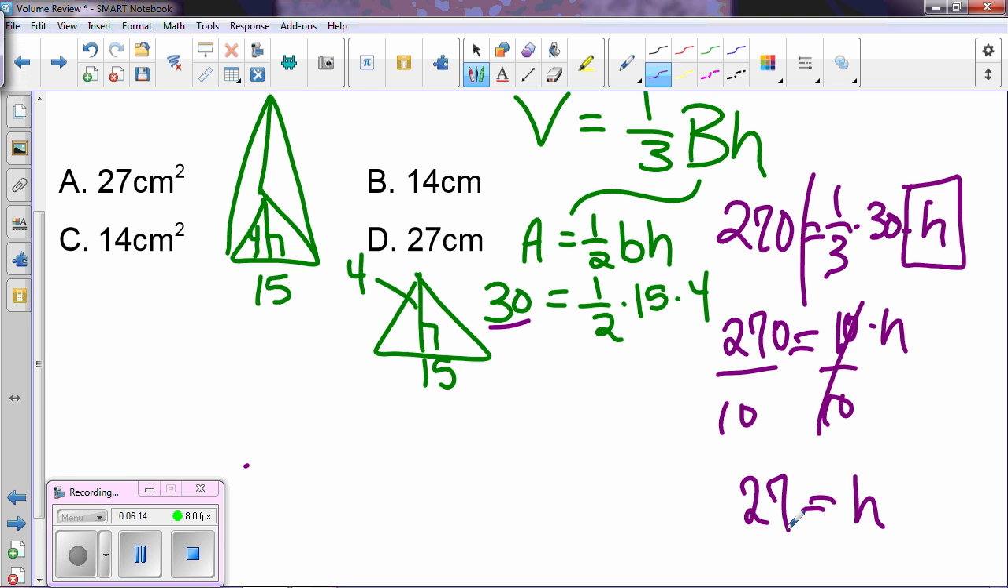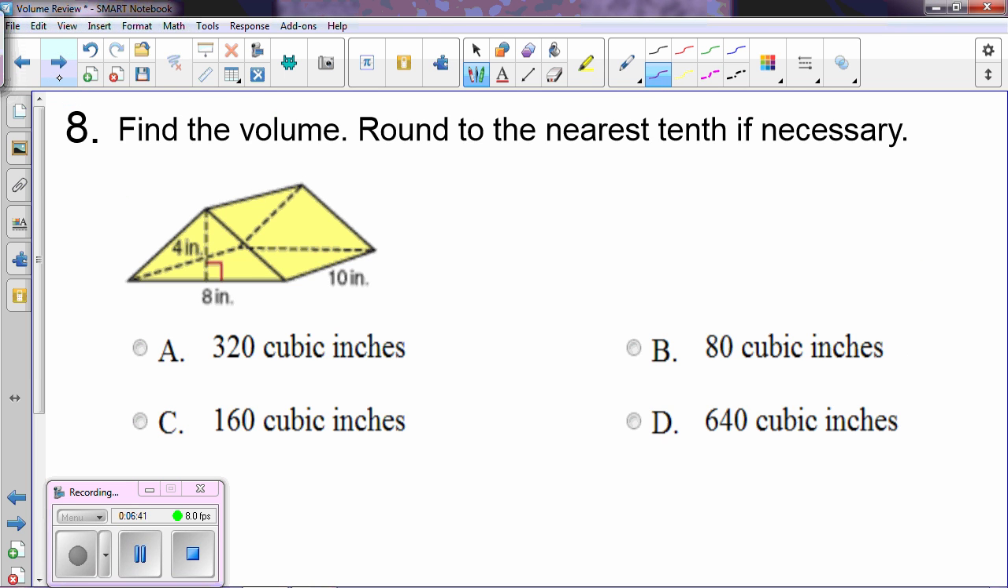It's my height. So going back to my figure, if they gave me the height of the pyramid, think about what your units would be. With the answer choices we have up here, I know it's not going to be squared because that's area, and we're not working on area. So the dimensions inside of my triangular pyramid are just going to stay centimeters, just like the 15 and the 4 that they gave us. So 27 centimeters for that one.